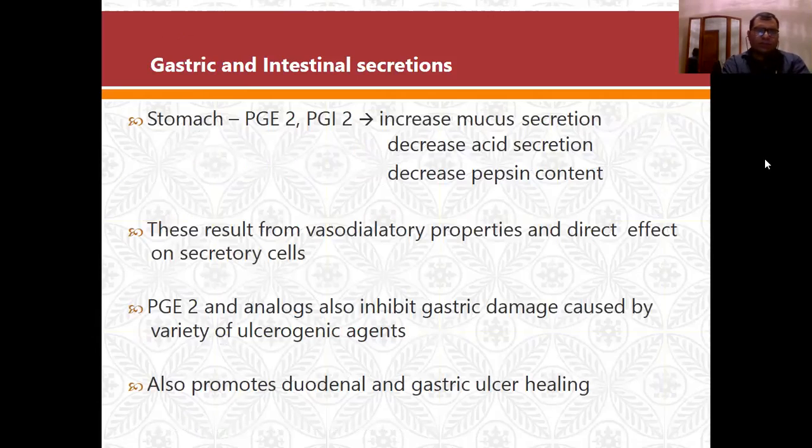Gastric intestinal secretion, stomach. Prostaglandin E2 increases mucus secretion, decreases acid secretion, and decreases pepsin content. These are the result of the vasodilatory property and direct effect on secretory cells. Prostaglandin E2 and analogs also inhibit gastric damage caused by a variety of ulcerogenic agents. They also promote duodenal and gastric ulcer healing.